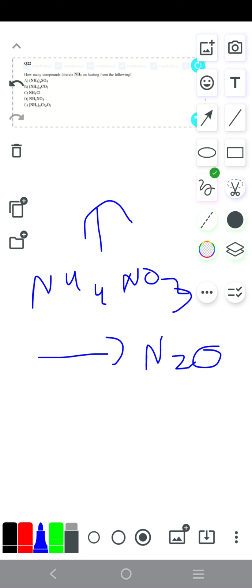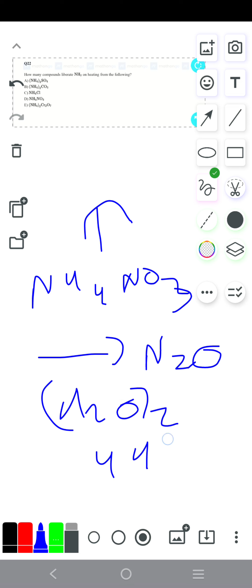So if you remove 2 water from this, then 4 hydrogen and 2 oxygen would be required, and this compound contained 4 hydrogen and 3 oxygen. So basically 1 oxygen would be left and 2 nitrogen would be left, so N2O would be liberated.